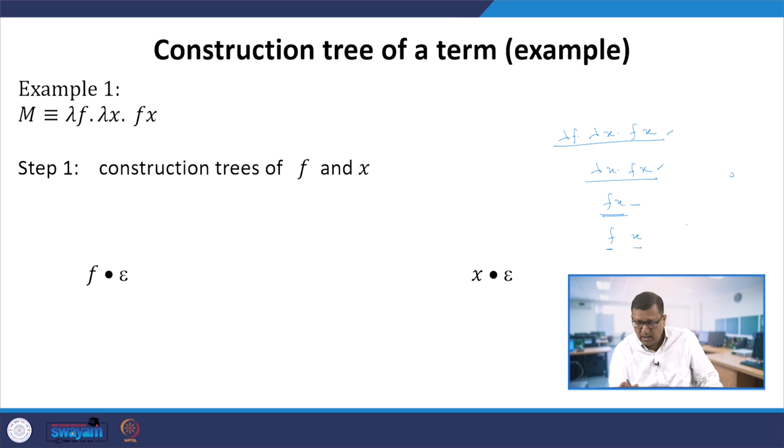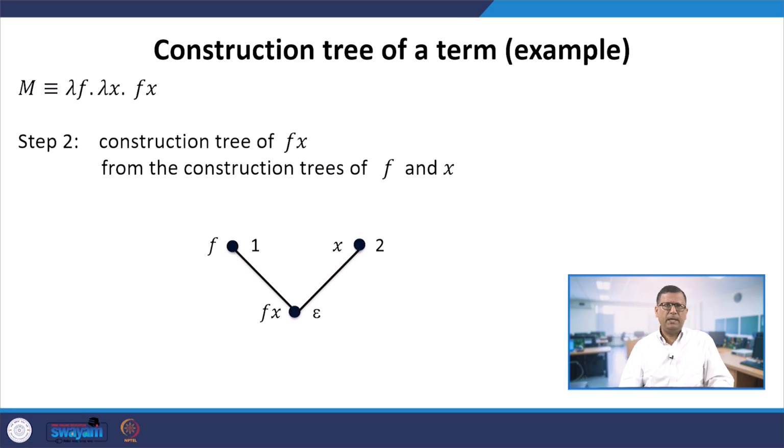That means here f and x. So we start with f and x. That is the atomic case, m is equal to x. So individually we have labeled, f will be a single node tree with the label subterm f and your position is the empty position. Similarly, subterm is x and the empty position is epsilon. So that is step 1.